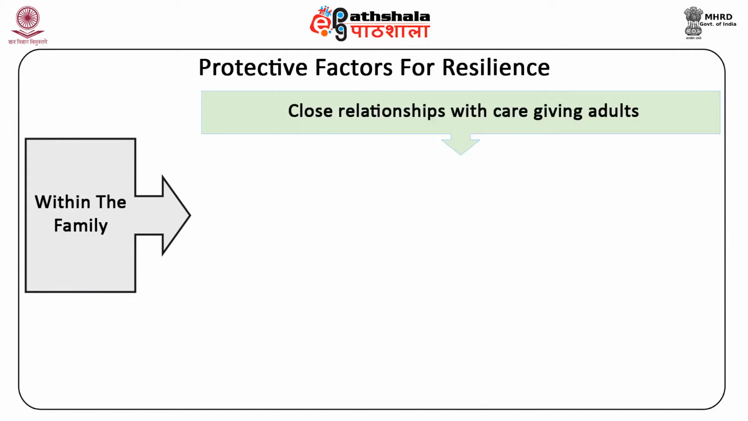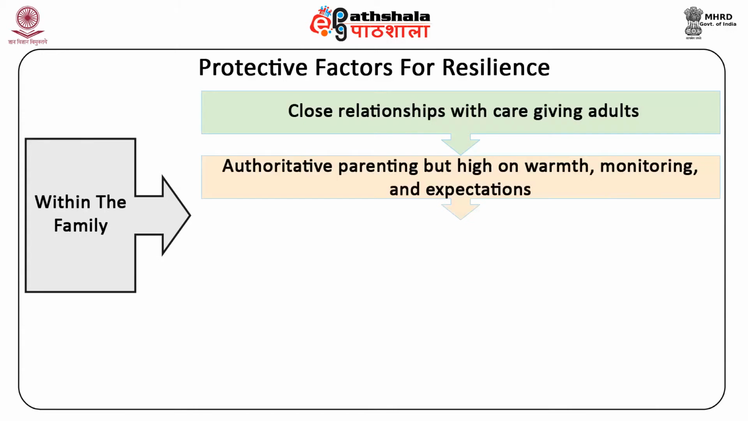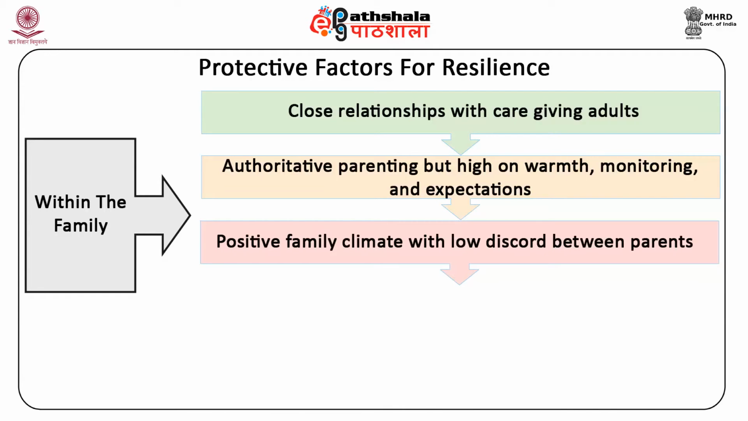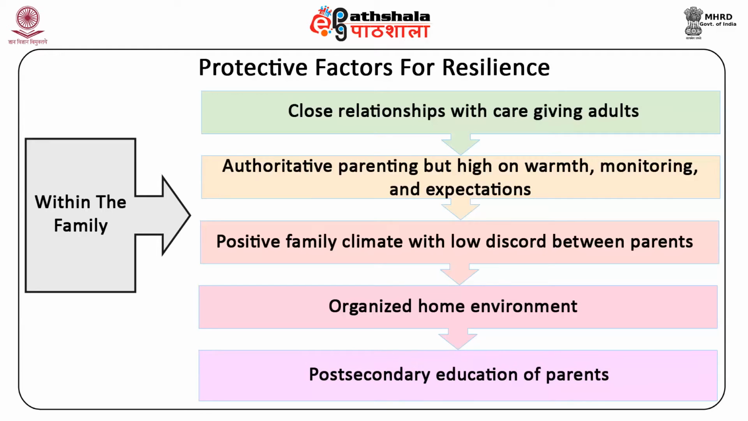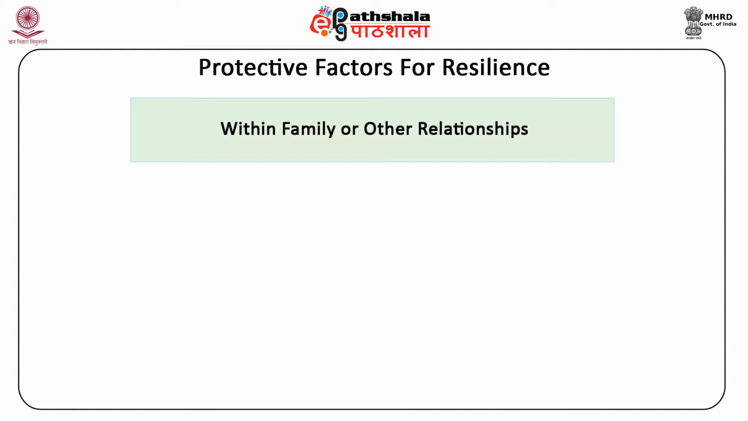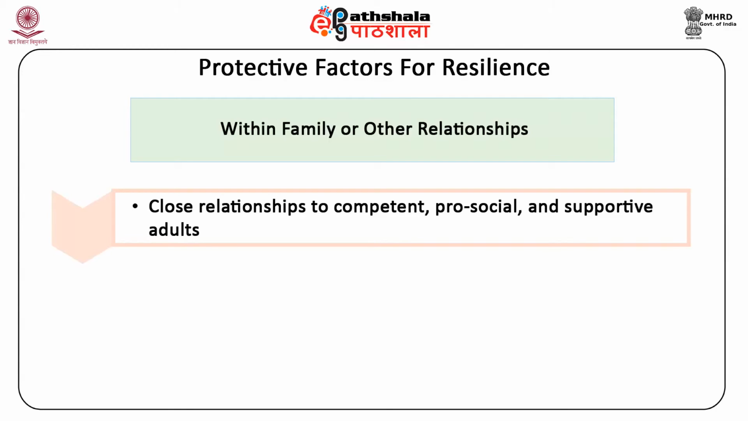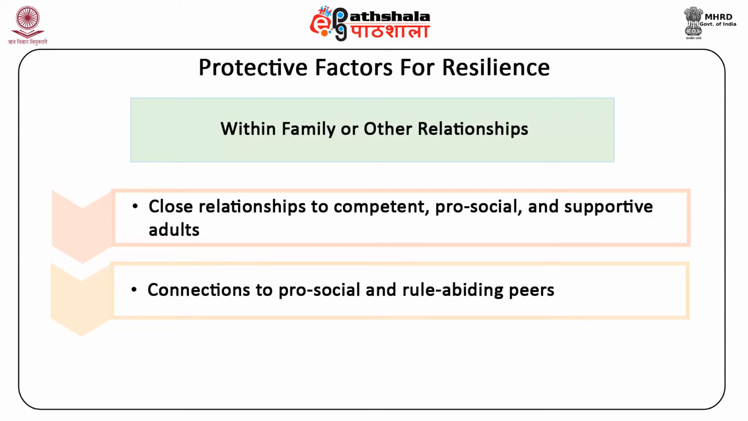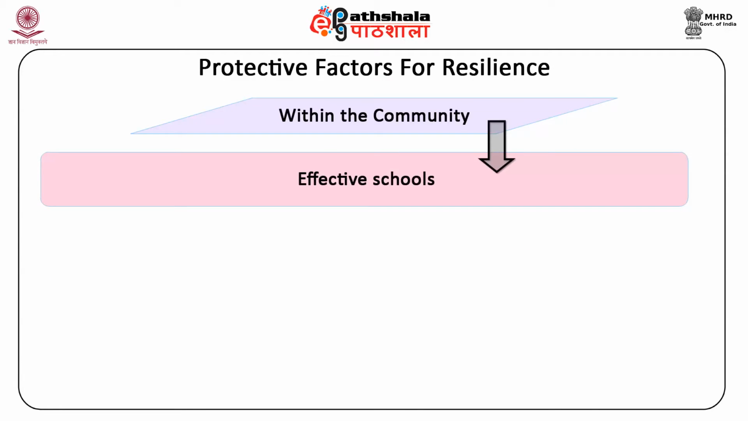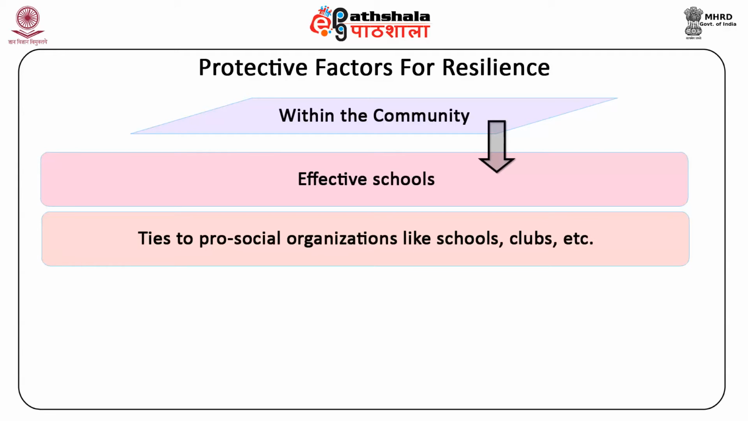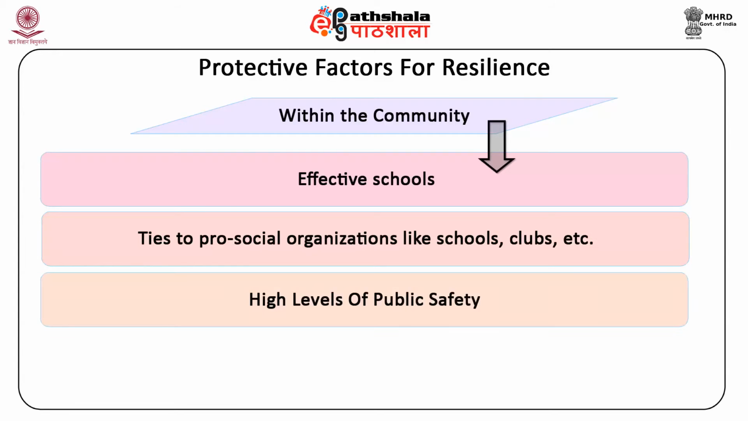Within the family, close relationships with caregiving adults, authoritative parenting but high on warmth, monitoring, and expectations, positive family climate with low discord between parents, organized home environment, post-secondary education of parents. Within family or other relationships, close relationships to competent, prosocial, and supportive adults, connections to prosocial and rule-abiding peers.